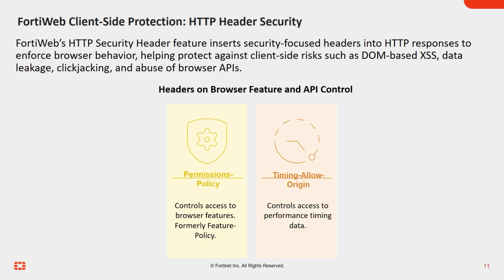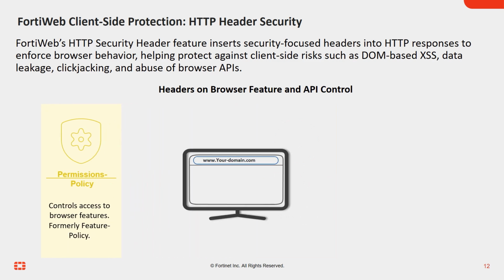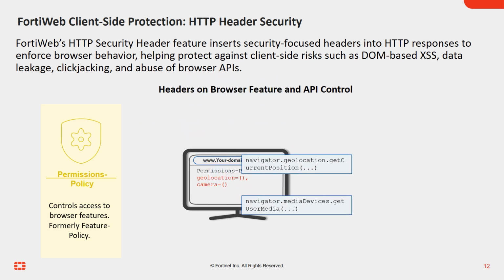Now let's talk about headers on browser feature and API control. The Permissions-Policy header controls access to features like geolocation, camera, clipboard, etc. For example, to reduce privacy risks, set a Permissions-Policy so that the user's geolocation or camera can't be accessed by anyone, whether it's from your own site or from third-party content like ads and widgets. Any script that attempts to request geolocation or video access will be blocked by the browser, whether it originates from your site or from embedded third-party components.